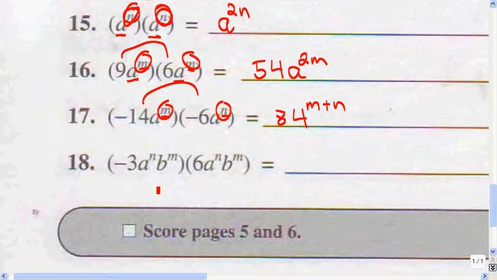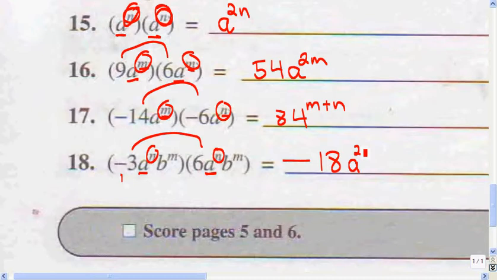Okay, now here we've got 1 negative, so that's an odd number, so you know your answer is negative, so we write negative. Then we do the numbers. 3 times 6 is 18. Then we do the letters a to the n power and a to the n power. Well, since they're the same, you can write a to the 2n. And here you got b to the n power and b to the n power. Since they're the same, you can write b to the 2n. Okay?